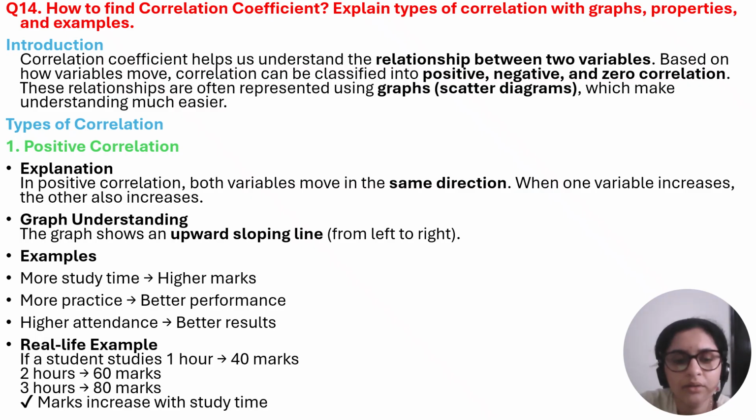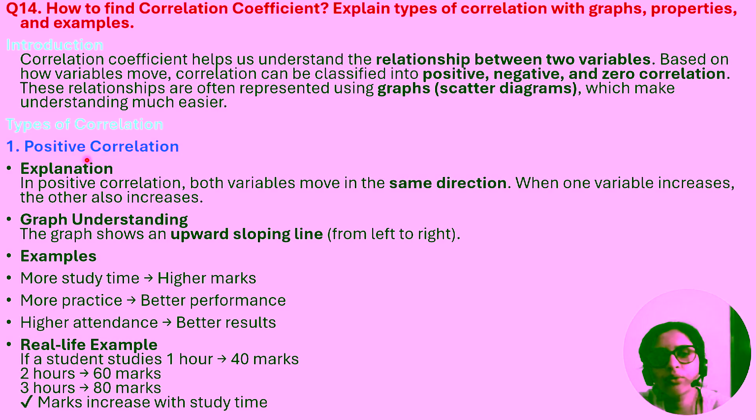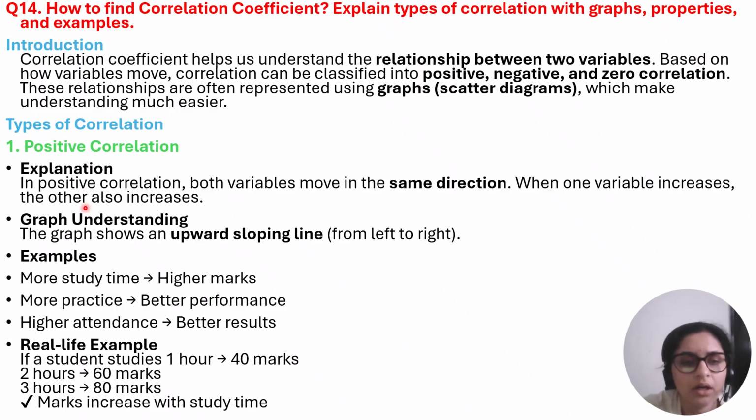How to find correlation coefficient? Explain the types of correlation with graphs, properties, and example. So types of correlations are positive correlation. In positive correlation, both the variables move in the same direction. When one variable increases, the other also increases. So the graph is an upward sloping graph from left to right. I will show it to you after we finish. Then examples are more study time, higher marks, more practice, better performance. These are the examples.